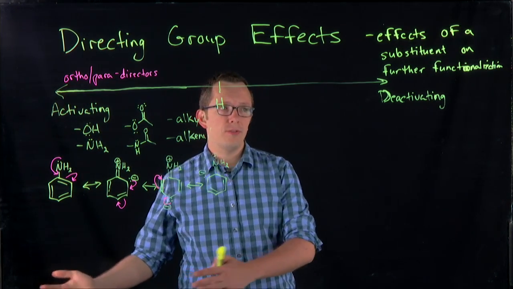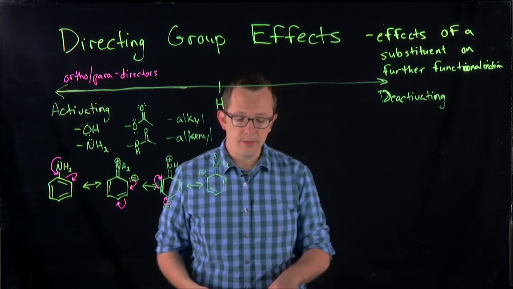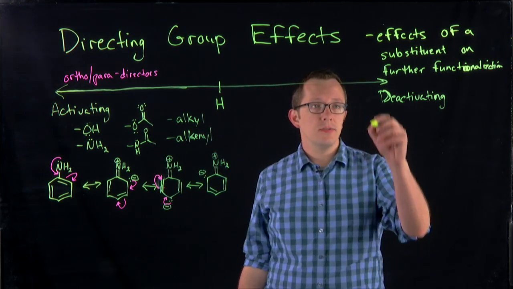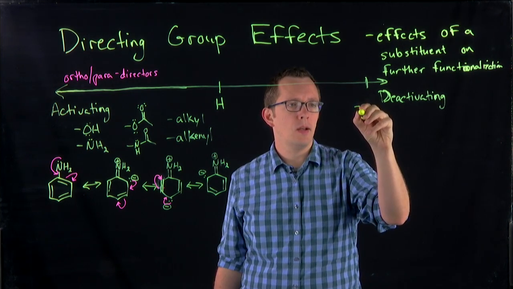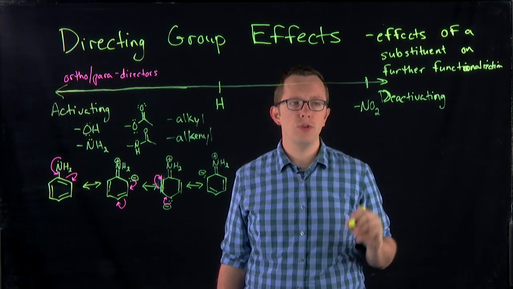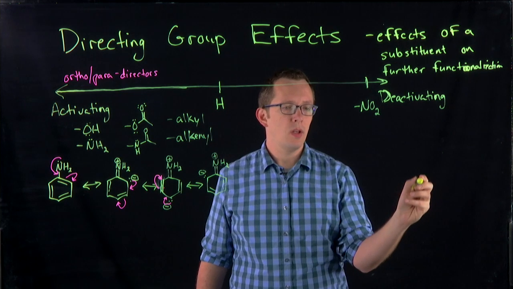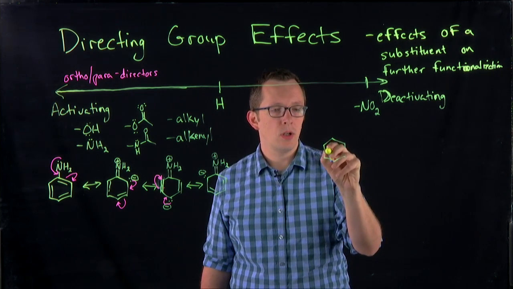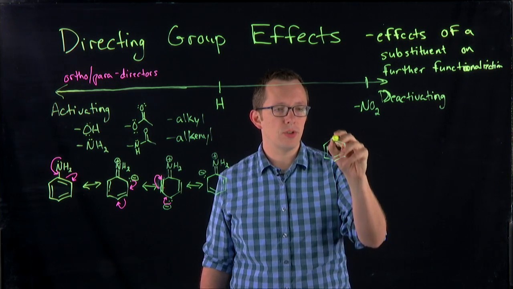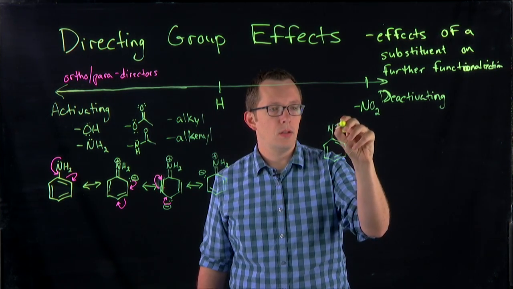Okay? Let's shift gears and look at the deactivating side of things now. So a deactivating functional group would be something like a nitro group, so an NO2 group. Okay? So with an NO2 group, again, we're going to draw out our resonance structure, right?